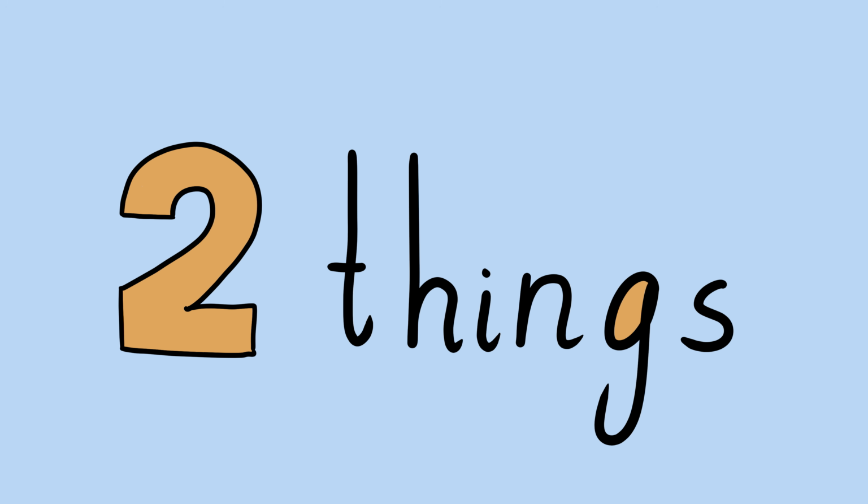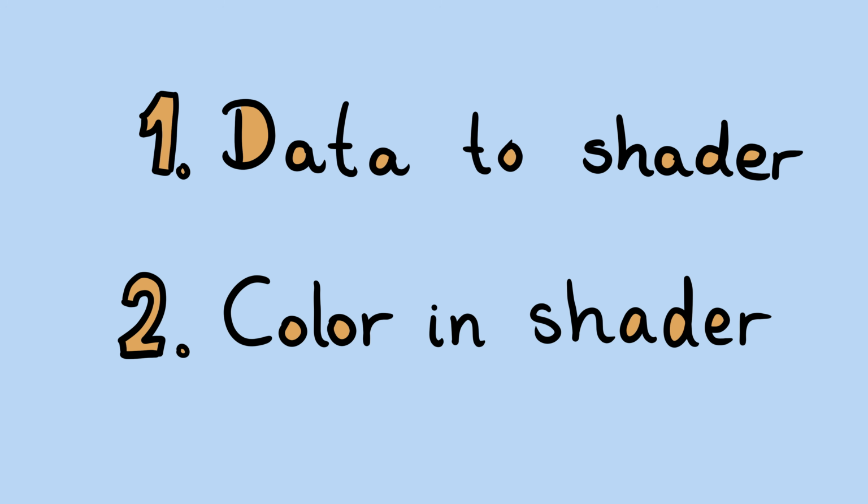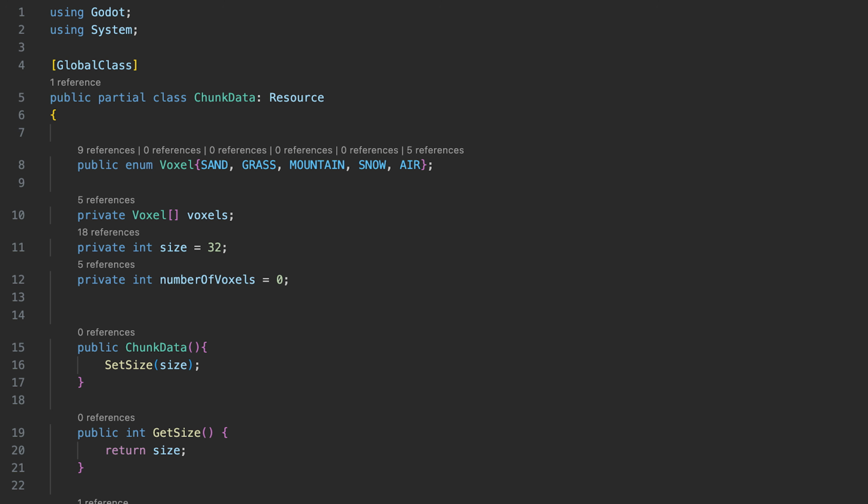For this we need two things: a way to transfer voxel data to a shader, and a shader that will use this information to put the correct colors on the screen. We can use a 3D texture to send data to our shader. I'll be creating the texture in my chunk data class.